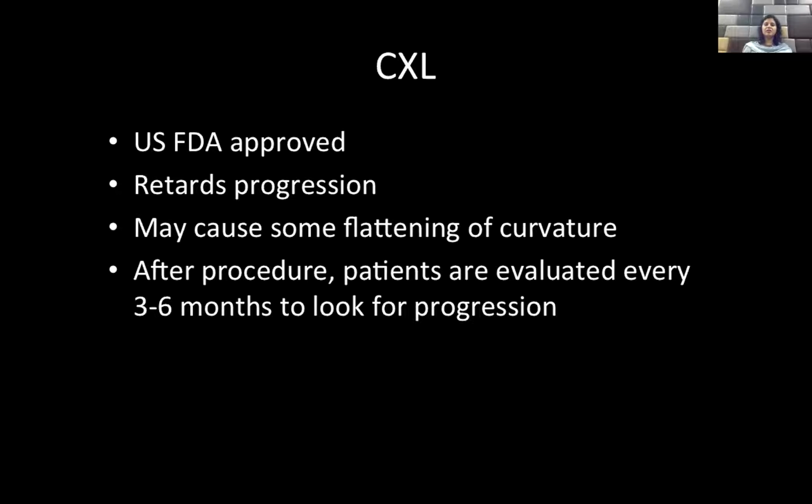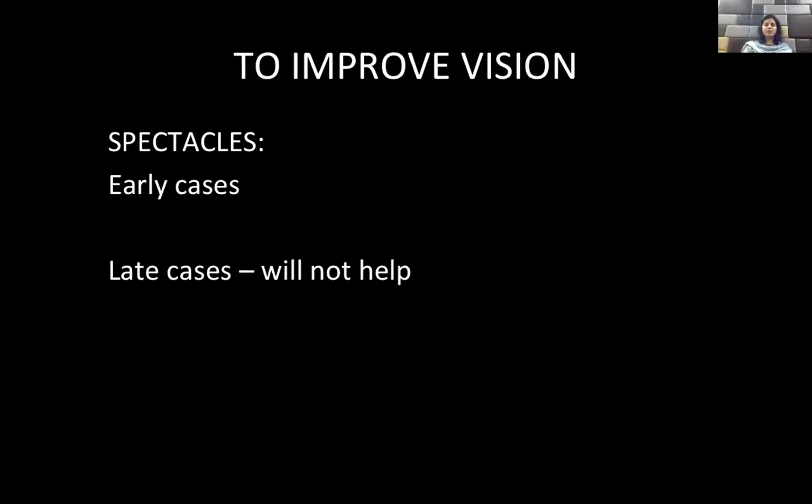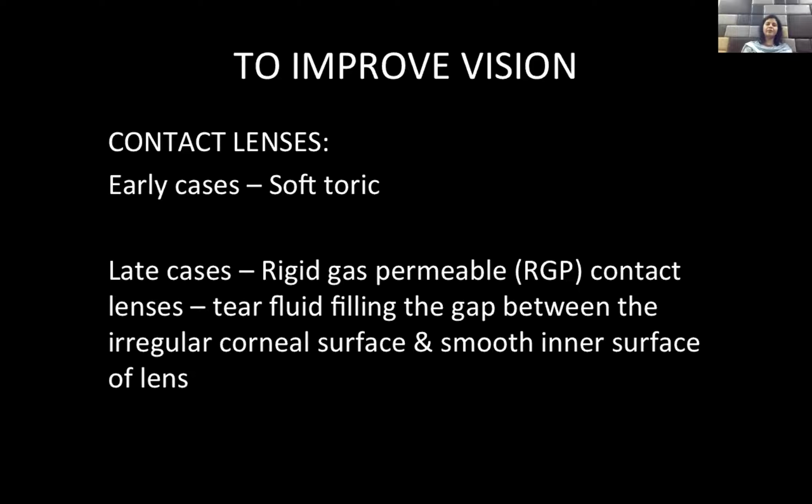Spectacles come as a management option to improve the vision of the patient. So spectacles are useful in the early cases. In late cases, they will not help you to read 6/6. Contact lenses, in the early cases, you can use soft toric contact lenses, but in the late cases, you will have to use something known as rigid gas permeable contact lenses.